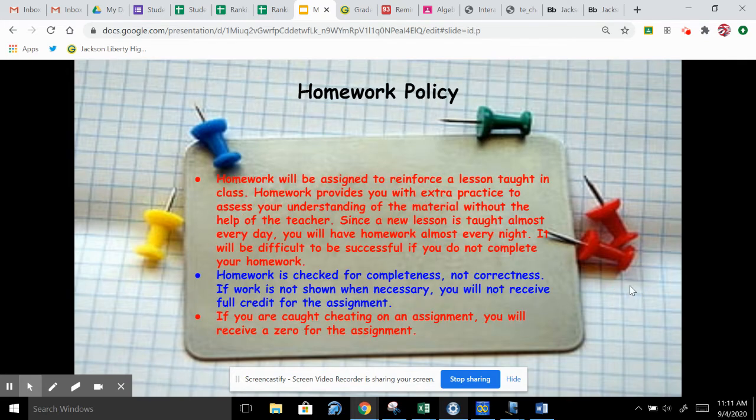All right. Homework policy, guys. This is a math class. Math is a lot like a sport or playing an instrument. It requires practice, and practice in math class comes in the form of homework.